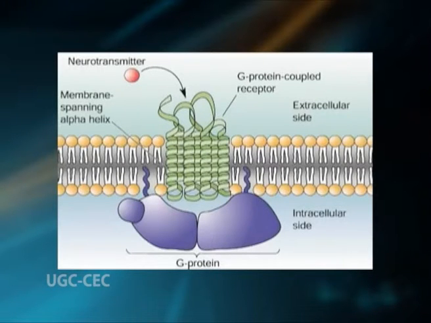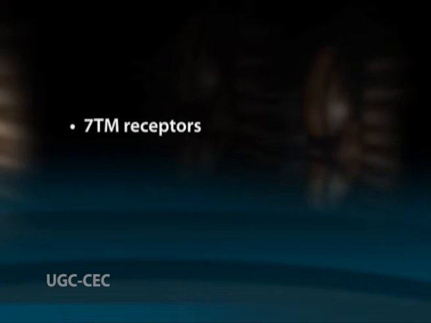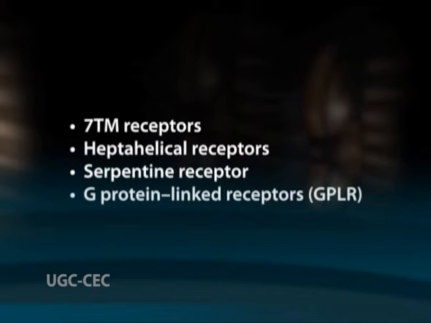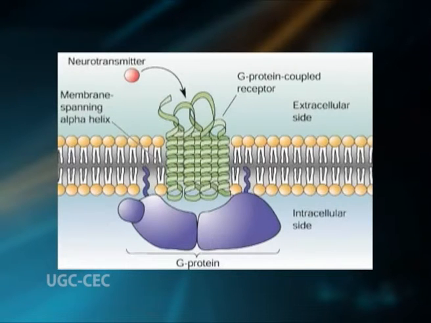G protein linked receptors. G protein coupled receptors, or GPCRs, also known as 7 transmembrane domain receptors, 7 TM receptors, heptahelical receptors, serpentine receptors and G protein linked receptors or GPLRs, constitute a large protein family of receptors that sense molecules outside the cell and activate inside signal transduction pathways and ultimately cellular responses. They are called 7 transmembrane receptors because they pass through the cell membrane 7 times.